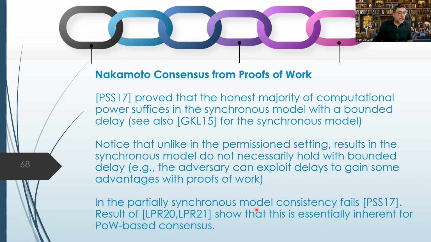Then there are also negative results. Pass showed that if you consider the partially synchronous model, you cannot, with the Nakamoto blockchain, have consistency and liveness. So this essentially means that, and you can experience it on your skin, even if you have money on the Bitcoin blockchain, you should always fear that your money will disappear, because tomorrow a longer chain appears that will cancel the moment in which you receive it. It can happen.